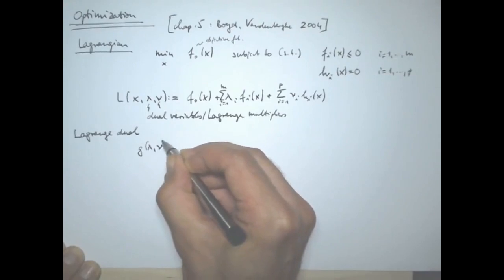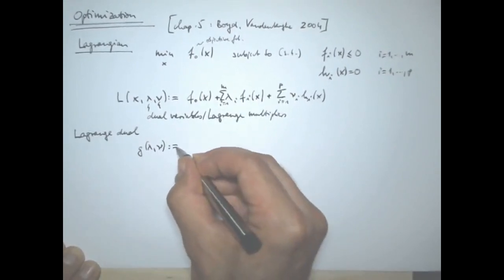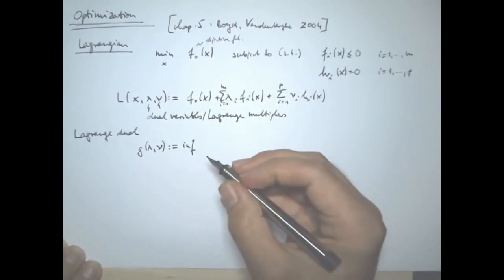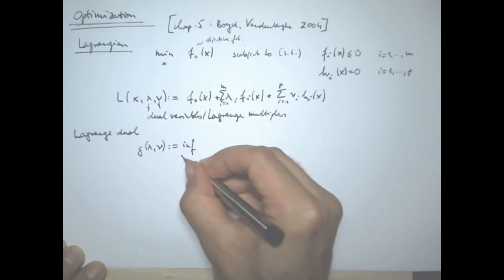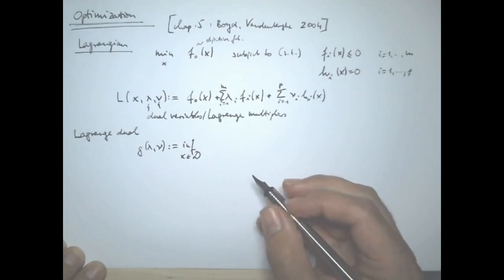Which is no longer dependent on the primal variable, and the primal variable is minimized over. So I'm using here the infimum over x element of the domain, which I will specify in a moment.